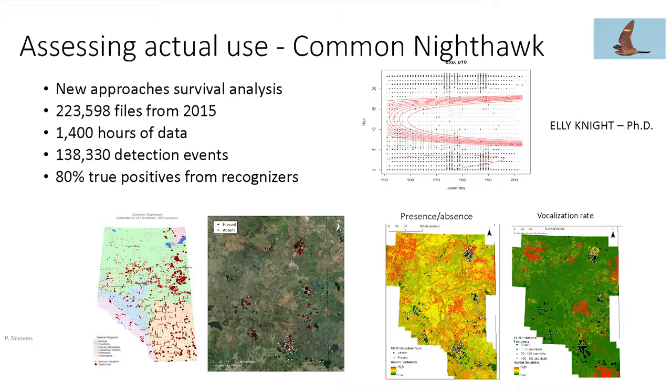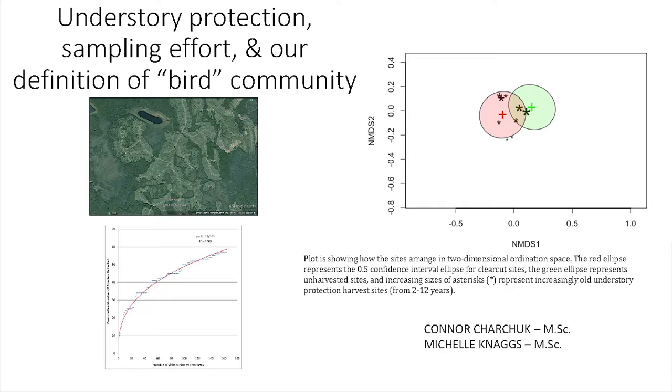Connor and Michelle have been working on more communities, trying to figure out how much more data I can get about a community. Connor's been doing this with respect to understory protection. That's a form of forest harvesting where you leave the white spruce that's maybe this high, try not to squish it, and you let it come back really quickly. If he compares regular harvest to the understory protection, relative to the original stand, the understory protection is coming back much quicker, and the community is recovering much faster towards the original conditions than with the traditional harvest.